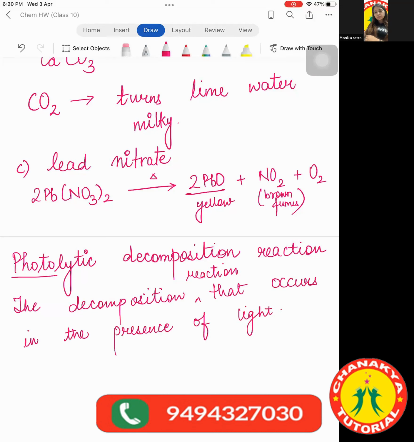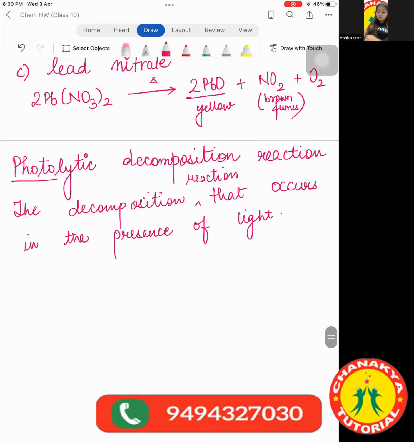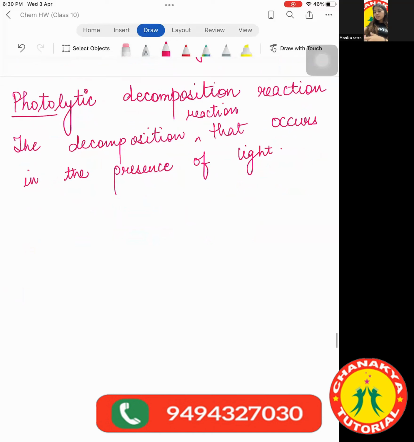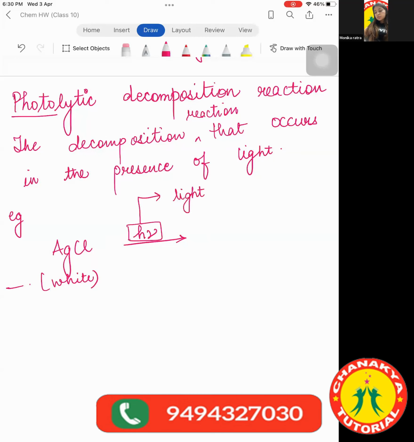Fine, children. I'll give you a few examples of this reaction. Also, a few very important questions are related to this particular topic, so we will understand them as well. So the first example is the decomposition of white colored silver nitrate in the presence of light. This h nu term represents light. So in the presence of light, it gives us Ag plus Cl2.